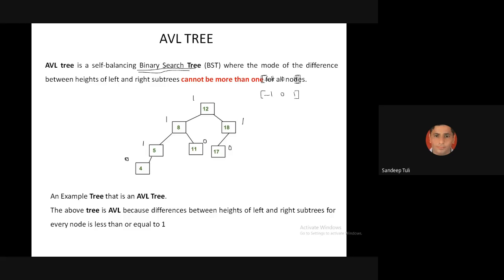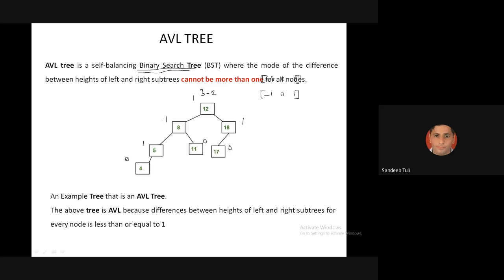In this, the height of the left subtree of 12 is 3. The height of the right subtree of 12 is 2. 3 minus 2 is 1. Okay, sir. Is it clear now? Sir, clear.